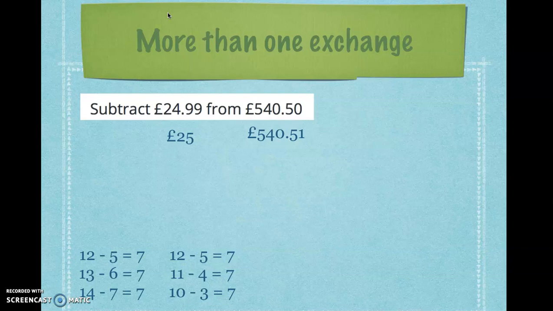And then I should be working mentally. So I can take the £20 away first. So think what that would be. And then I can take my £5. And this would be a lot easier doing it mentally than a written subtraction and trying to exchange across multiple columns. So my final answer would be £515.51.